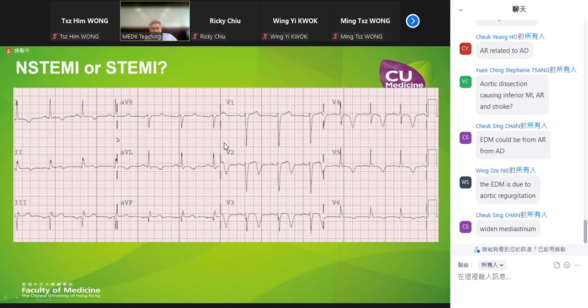Okay, so the ECG, is it a STEMI or non-STEMI? Chest pain. And if it's non-STEMI, what are you thinking of?